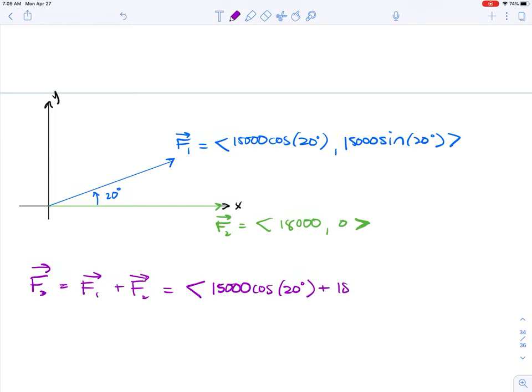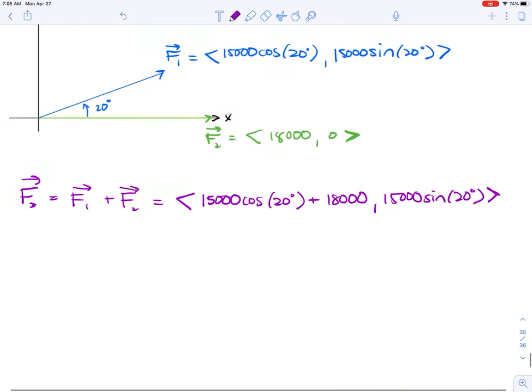Meaning the horizontal component would be 15,000 cosine of 20 degrees plus 18,000. And then the vertical component would be 15,000 sine of 20 degrees, and then plus 0. We don't need to write the plus 0. Okay, so we want to know the magnitude and the direction of our resultant force.